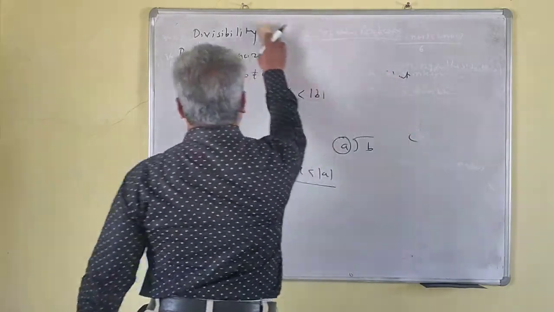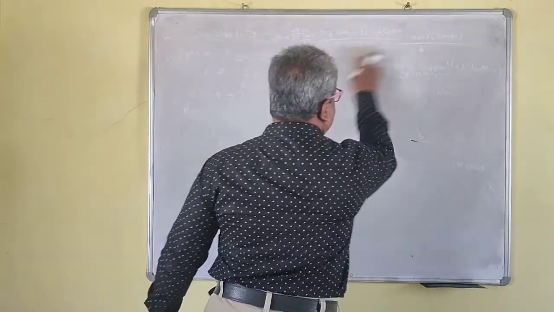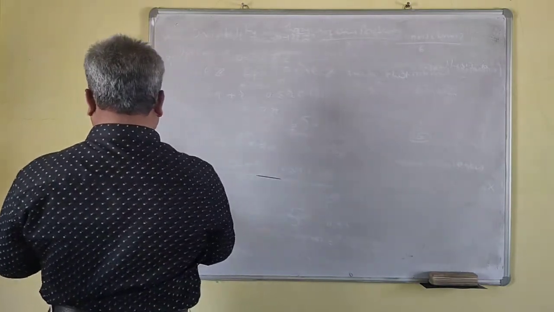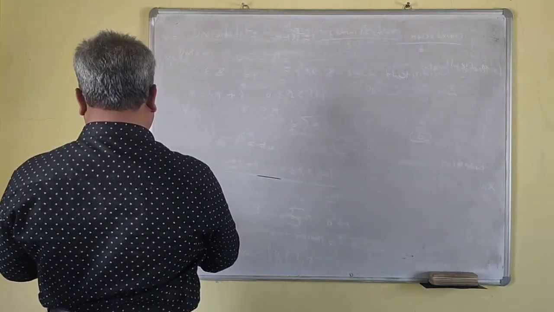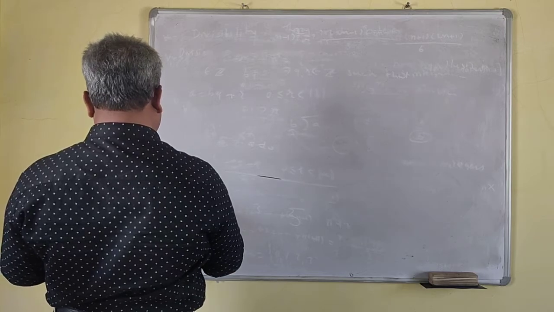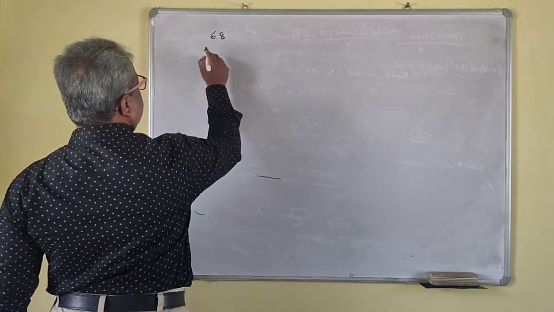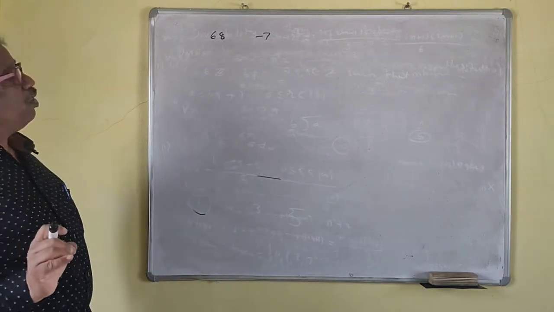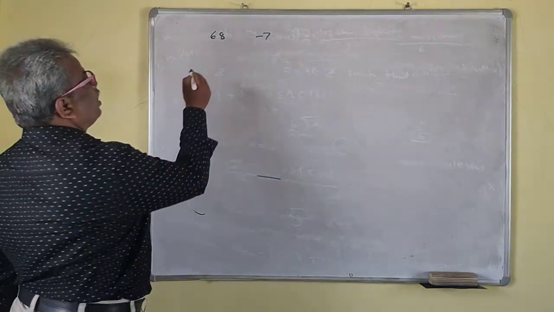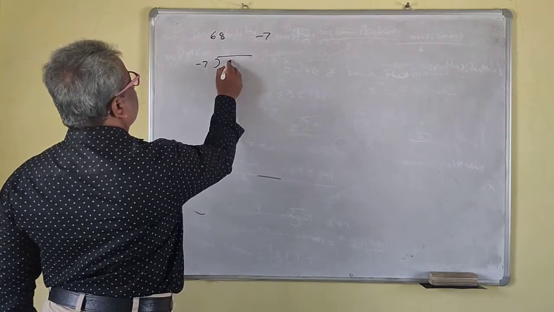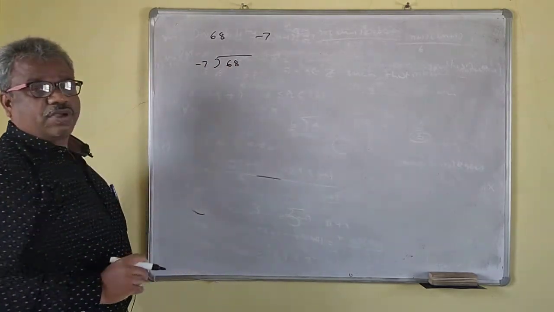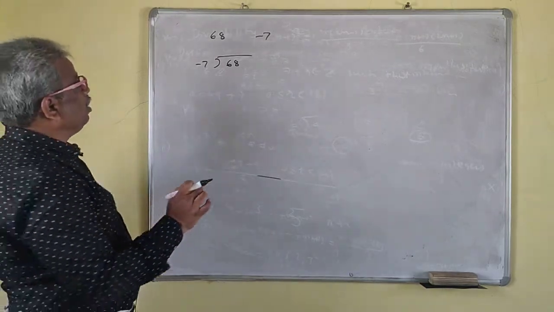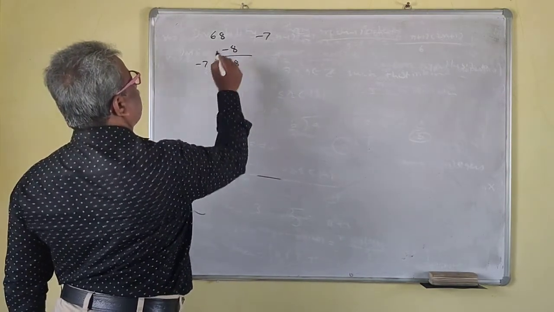So what you have to do? Suppose we have the numbers 68 and minus 7. I want the quotient and remainder when 68 is divided by this. So I will write here minus 7, 68. I want a positive remainder here, so minus 8 I can write here.